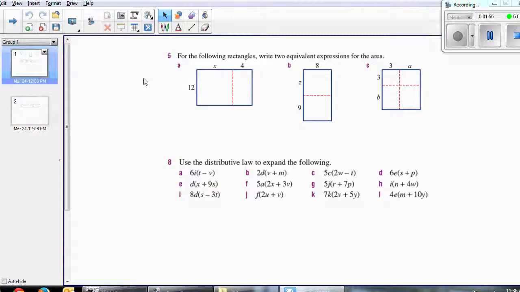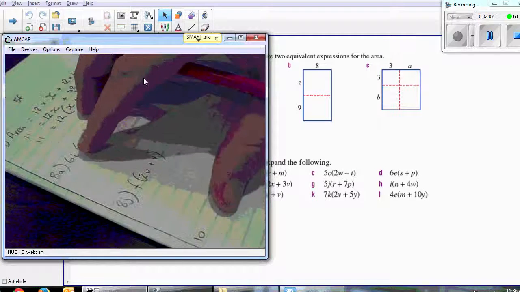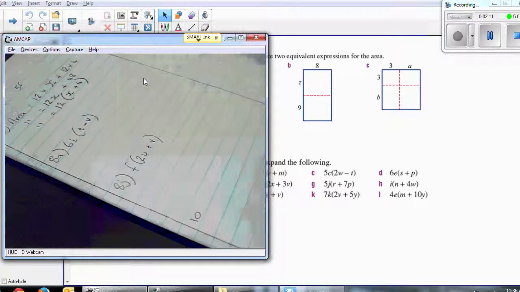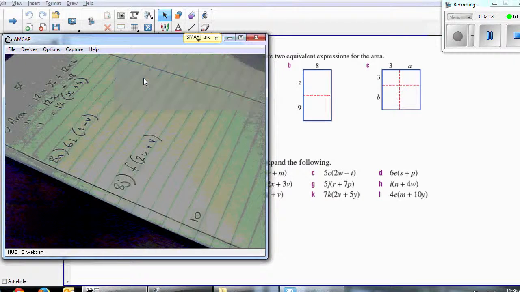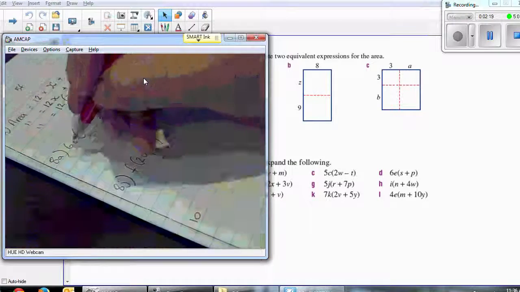In question 8, we're using a thing called the distributive law. The distributive law is very important because a lot of the times you need to use it if you need to expand brackets. In question 8a here we have 6i bracket t minus v. Now, with the distributive law, it says that you need to multiply everything inside the bracket by what is on the outside of the bracket.